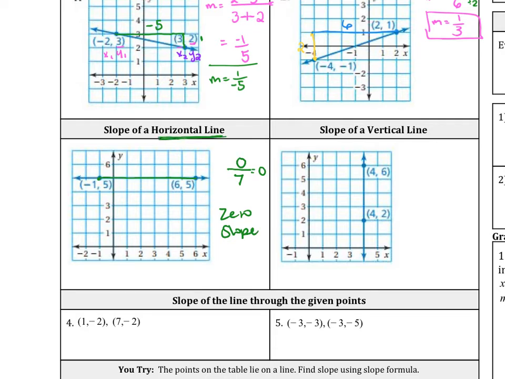Now vertical line, let's do the rise over run again. Can we go up? Yes, I can from this point. I would go up 1, 2, 3, 4. Can I go left or right? I cannot, so it's 0. So remember, zeros in the denominator are not allowed. Therefore, this is undefined. The slope of a vertical line is undefined.